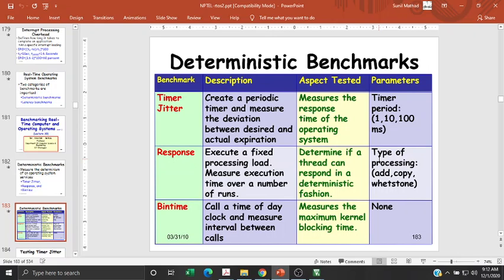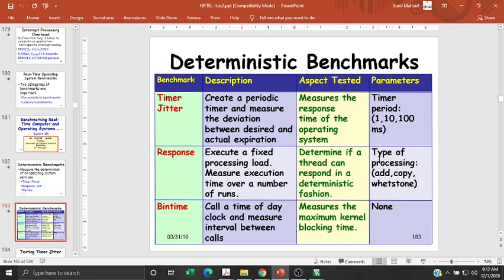So what are the parameters? Processing, add, copy: Whetstone, Dhrystone, and these are the SPEC benchmarks as we have stated, with which you start measuring. There is an actual or synthetic mixture of instructions across the programs or across a market survey. Then bin time: call a time of day, clock, and measure the interval between calls. So how much interval is there between the calls?